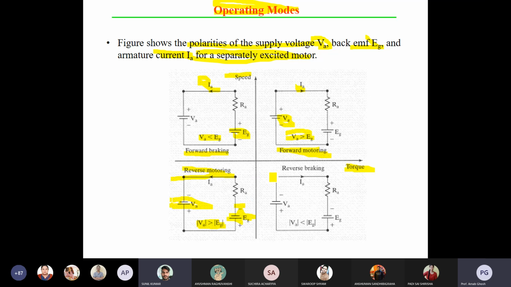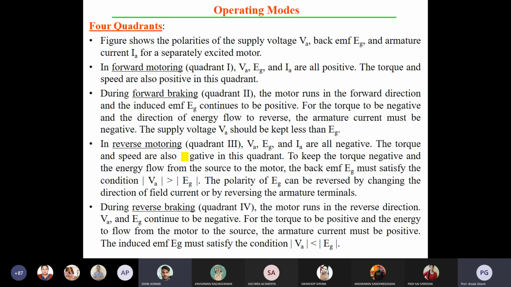In the reverse braking condition, what will you do? The motor current is the same, like in the first quadrant, the armature current is the same. But the motor terminals are reversed and EG is also reversed, so the generated voltage magnitude of VA is less than the magnitude of EG. I hope you are able to understand. So here you can see what is written.